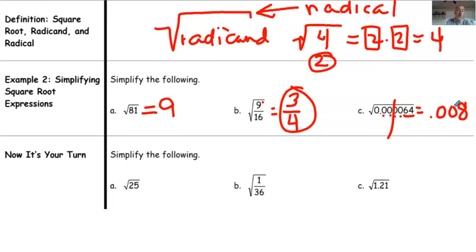Alright, the square root of 25, hopefully you got 5. The square root of 1/36, 1/6. And the square root of 1.21 is 1.1.